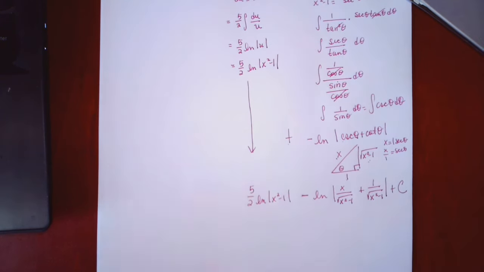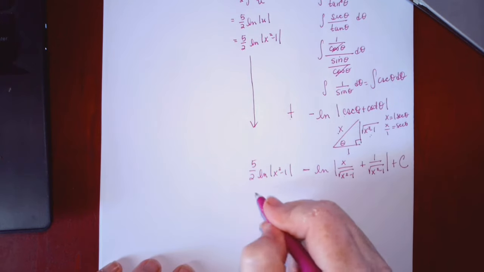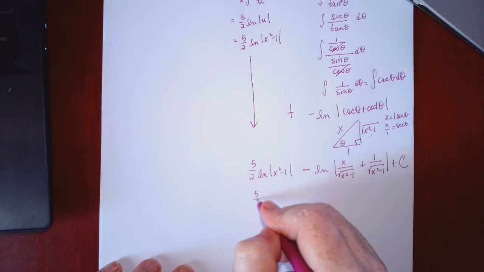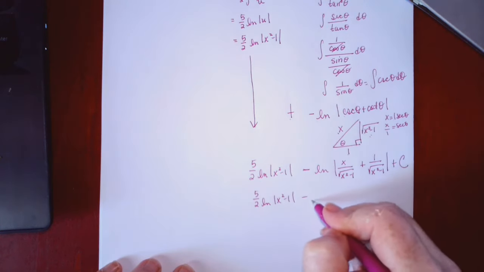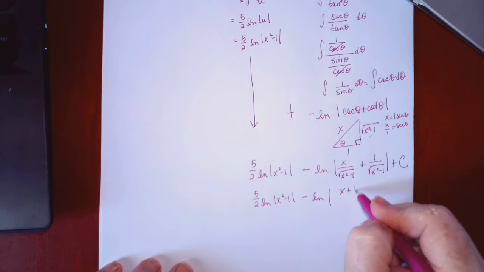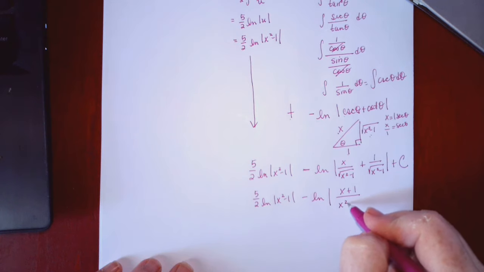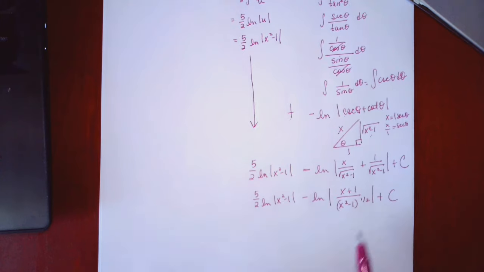And we're done other than simplification. Now notice this guy really could be simplified quite a bit. We could combine terms. That would be the natural log of absolute x squared minus 1 minus the natural log of absolute x plus 1 over x squared minus 1 to the 1/2 plus c. And if you'll notice that this is factorable, we could actually combine terms there and rewrite that in a completely different way.